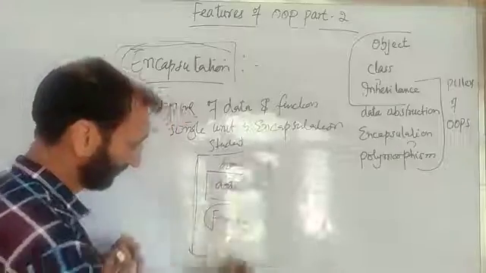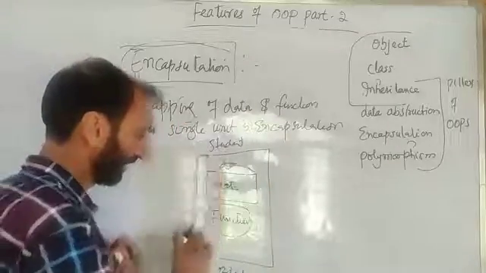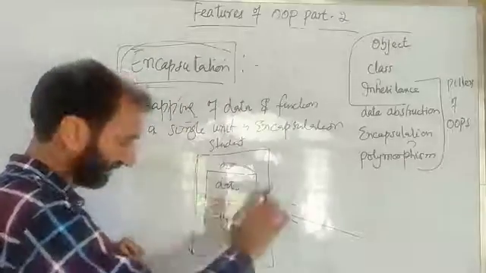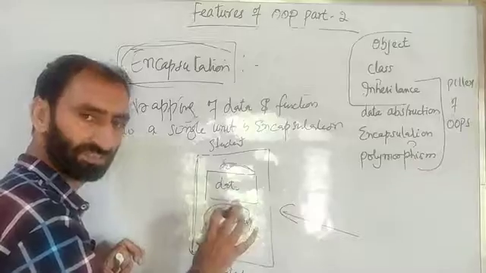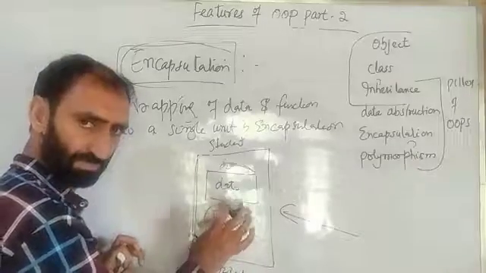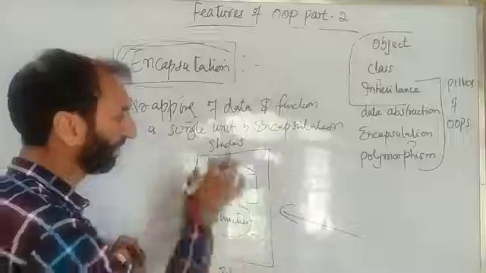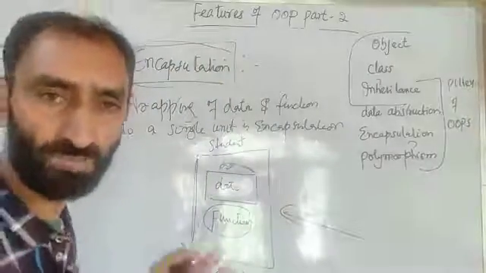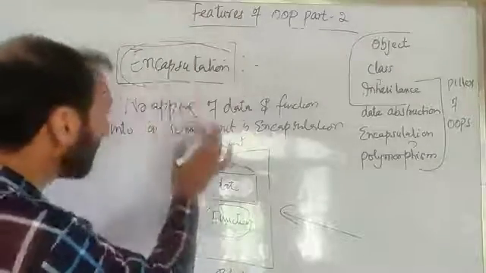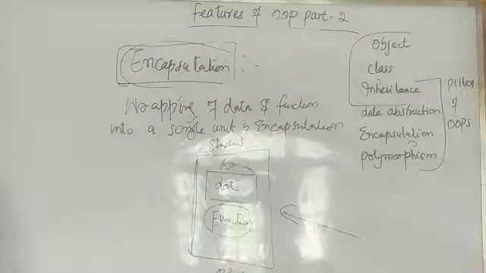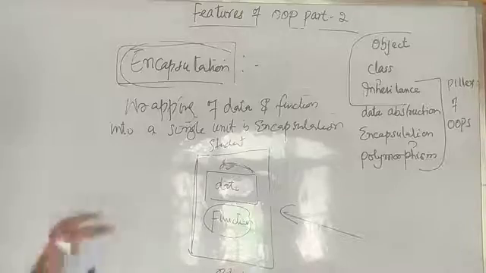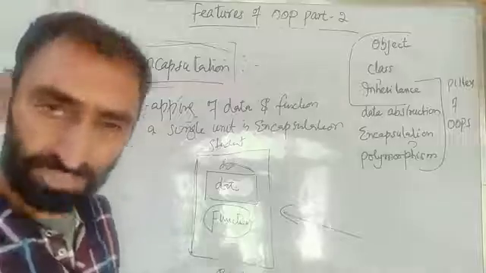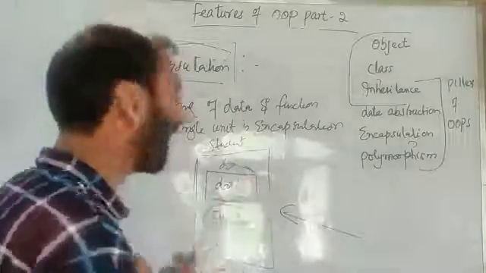Here I have put the data and the function wrapped. That means we cannot access these things from the outside. So this phenomenon is called encapsulation, which is one of the most important features of the object-oriented programming methodology. So what is encapsulation? It is the wrapping of the data and a function into a single unit. That is called encapsulation. And sometimes encapsulation is also called data hiding.